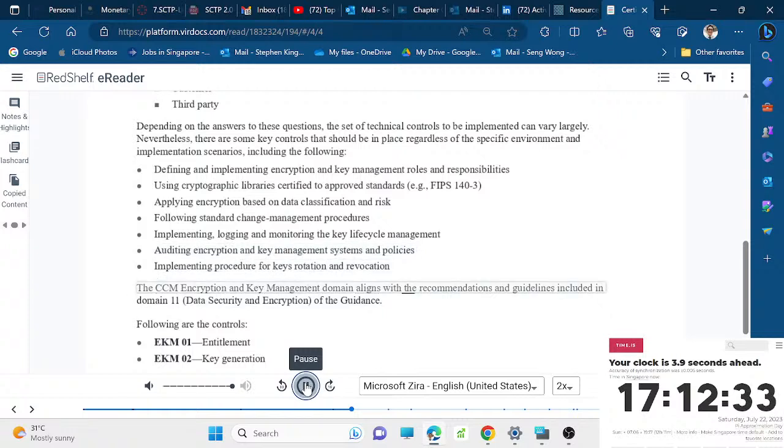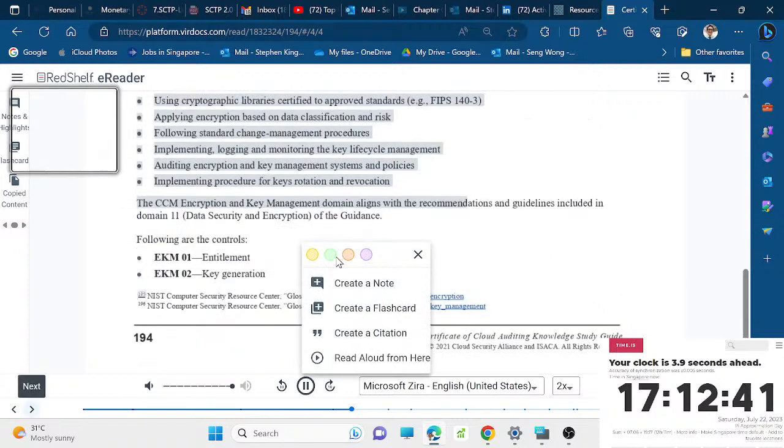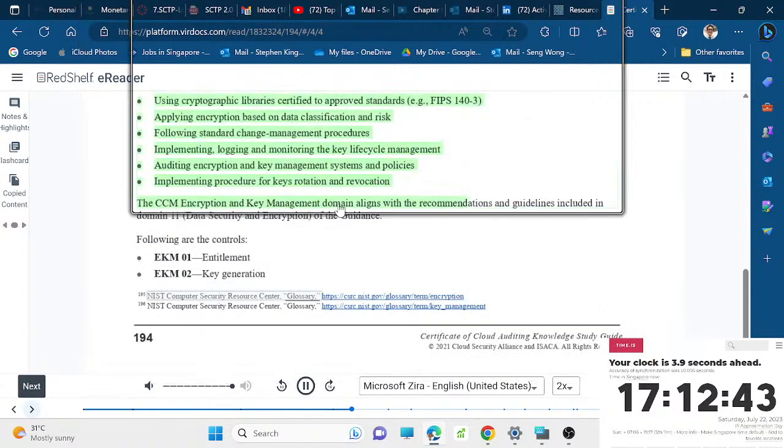The CCM encryption and key management domain aligns with the recommendations and guidelines included in Domain 11, Data Security and Encryption, of the guidance. Following are the controls: EKM01 Entitlement, EKM02 Key Generation.